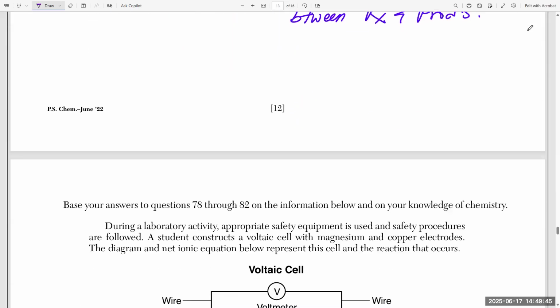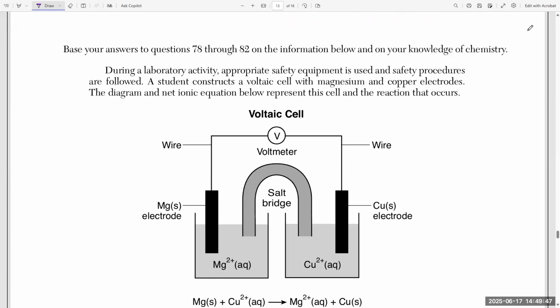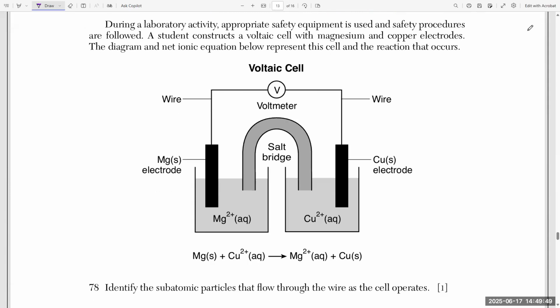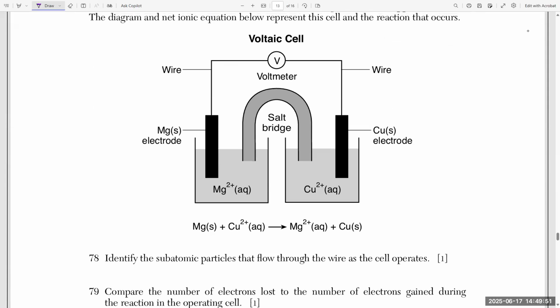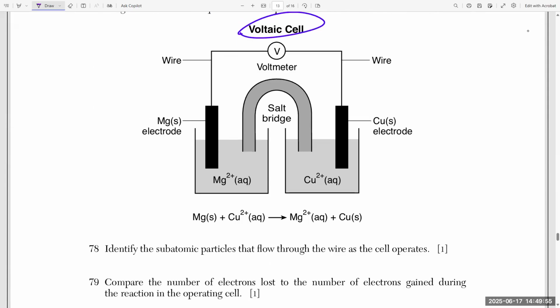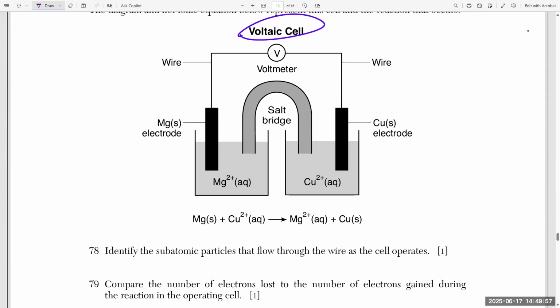78. Hey, this is a voltaic cell. They even told you. So identify the subatomic particle that flows through the wire as the cell operates.